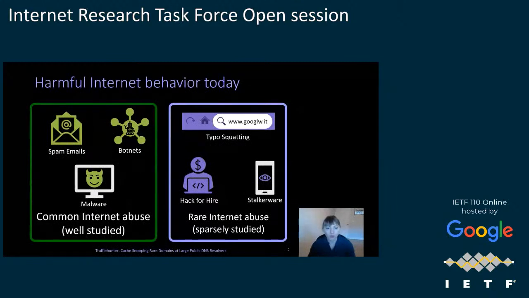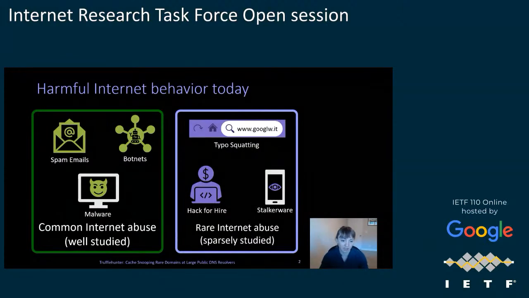When you think about abusive behavior on the internet today, you might first think about the more common types, such as spam emails or botnets or malware. All of that stuff is everywhere. And the thing about it is it's easy to find in the wild simply because it is so common.